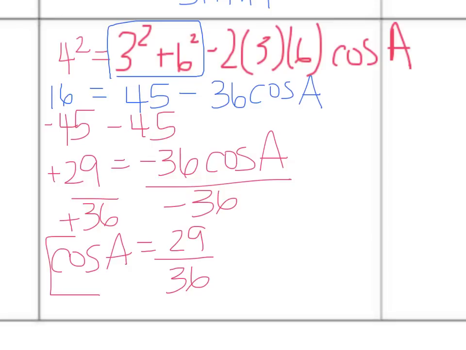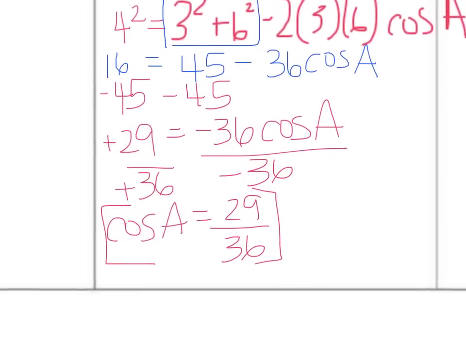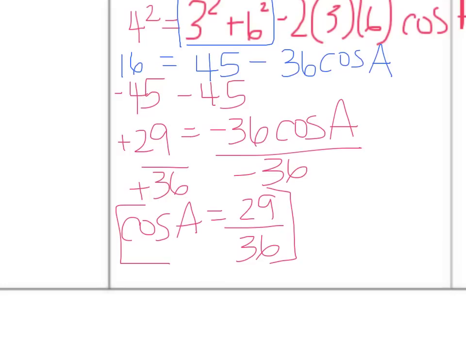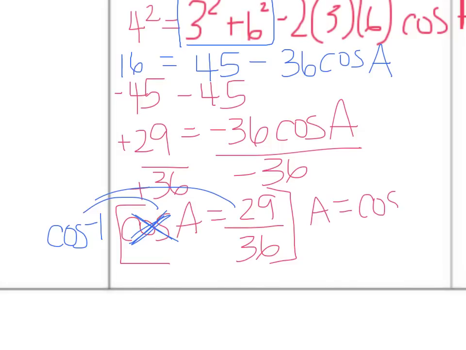Okay? Now, please remember here that this cosine is a function. You have heard me say that multiple times. Cosine is not being multiplied by A. Cosine is a function of angle A. So the opposite of cosine is cosine inverse. So you essentially have to take the cosine inverse of both sides here. So the cosine inverse of cosine will cross this out, and you'll be left with A equals the cosine inverse of the ratio 29 over 36.